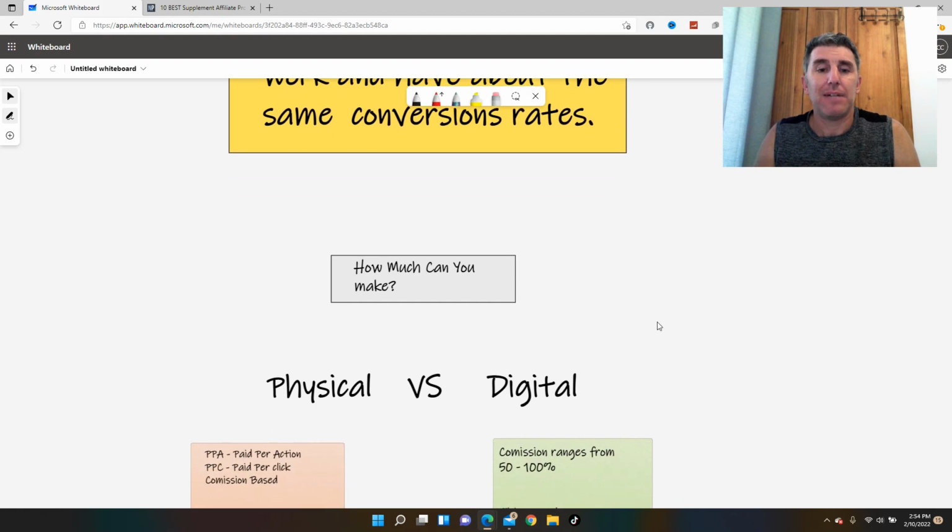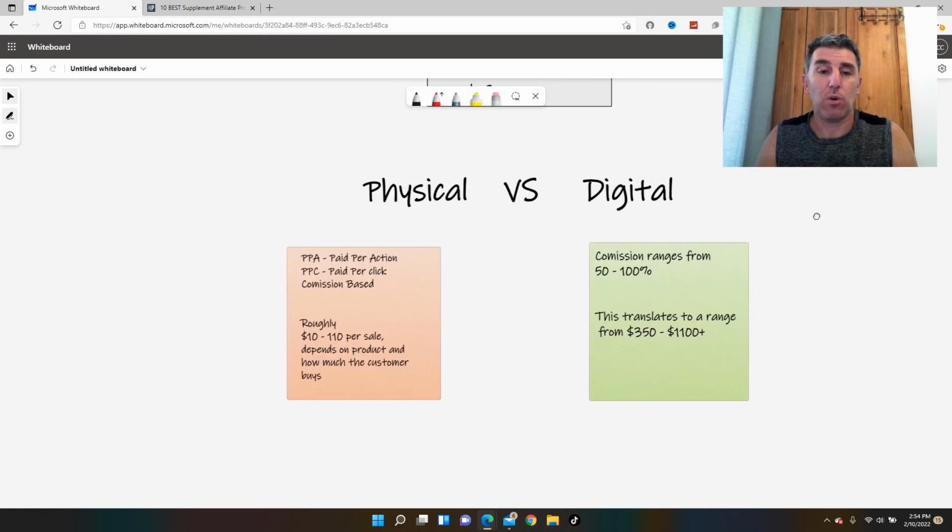So, how much can you make? On the physical side, the way it's broken up, there's PPA, pay per action, PPC, pay per click, and it's commission based. So roughly $10 to $110 per sale, depending on the price of the product and how much the customer buys. Like Amazon is 2 to 10%. So you might send them there for a pair of shoes that cost $100, and the commission is, let's say, 10%. Now, if they go there and they don't buy the shoes, well, that sucks.